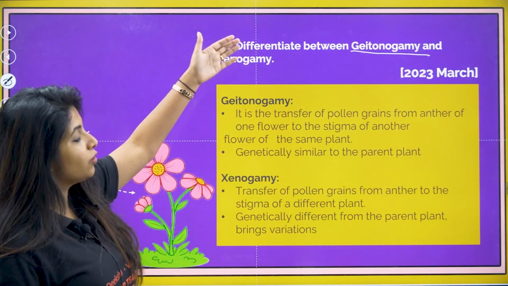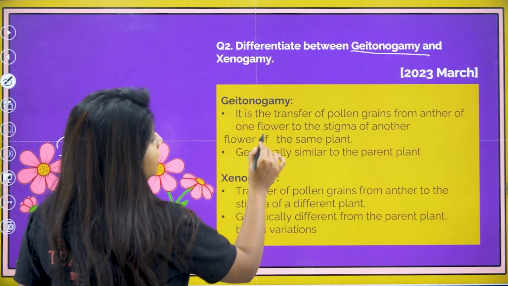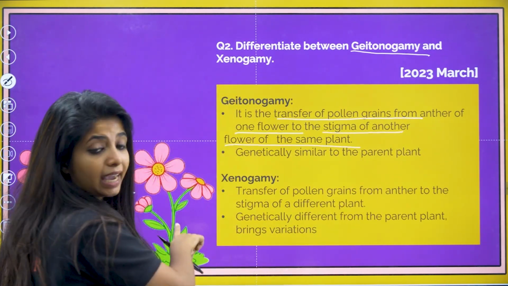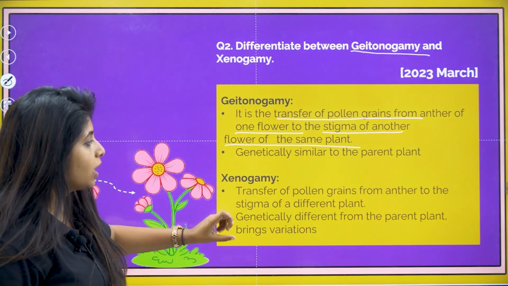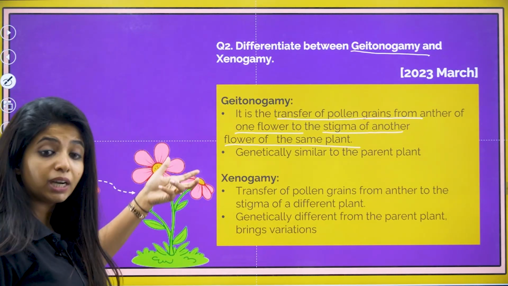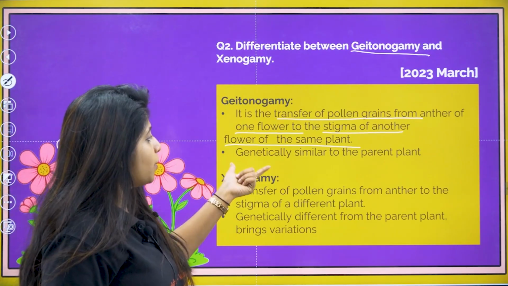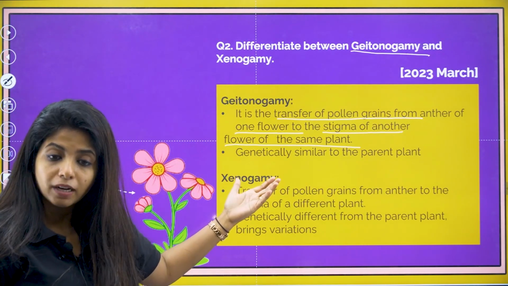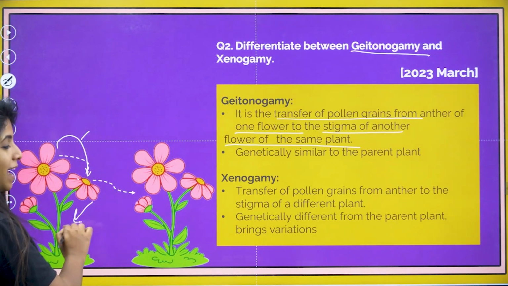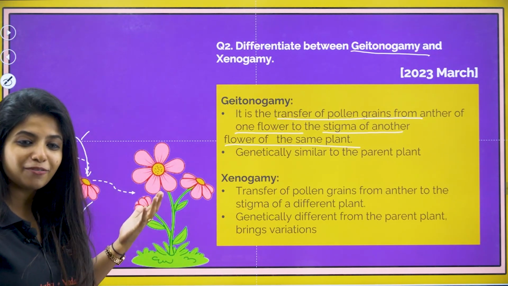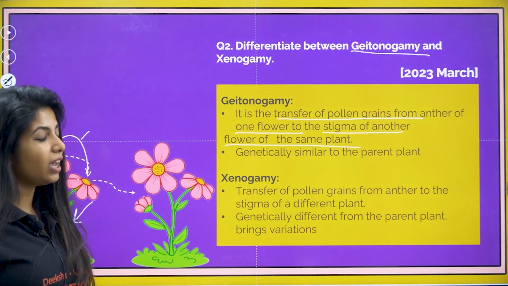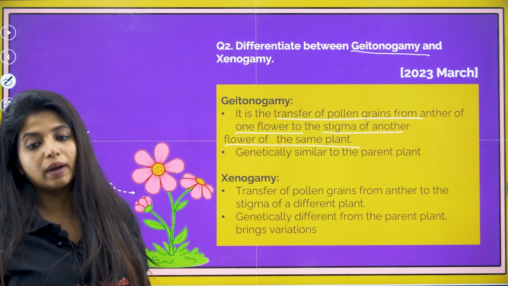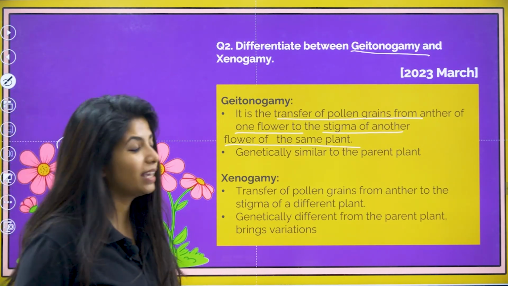So if at all you're asked to differentiate between geitonogamy and xenogamy, first of all, geitonogamy is the transfer of pollen grains from the anther of one flower to the stigma of another flower of the same plant. You first tell the definition. Over here, xenogamy is the transfer of pollen grains from the anther to the stigma of a different plant itself. Okay. Now, second point, genetically similar to the parent plant. Over here the progeny will be genetically similar to the parent plant because the flowers are on the same plant itself. Okay, so pollen from the same plant, stigma from the same, now basically the gametes, everything is from the same plant itself. On the other hand, xenogamy is genetically different from the parent plant, and which is why it brings variation. Okay, so those are the differences.